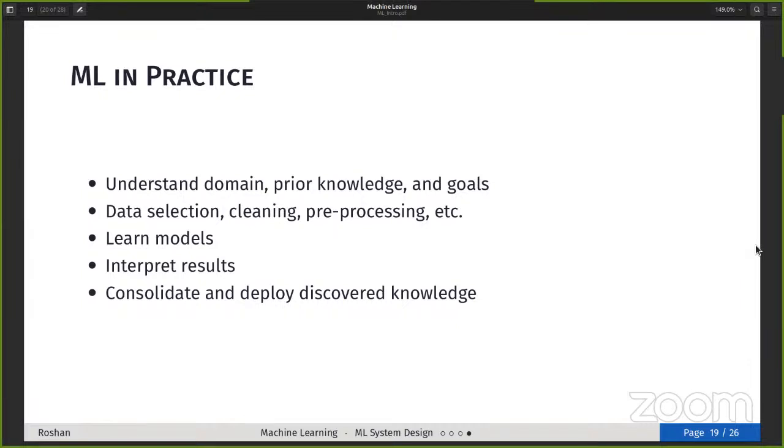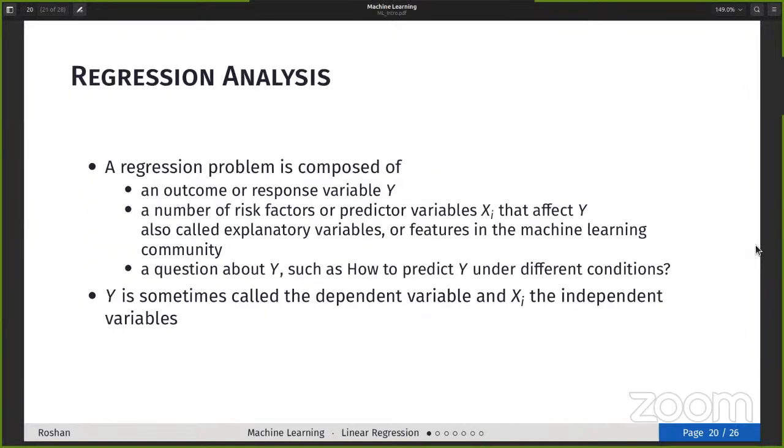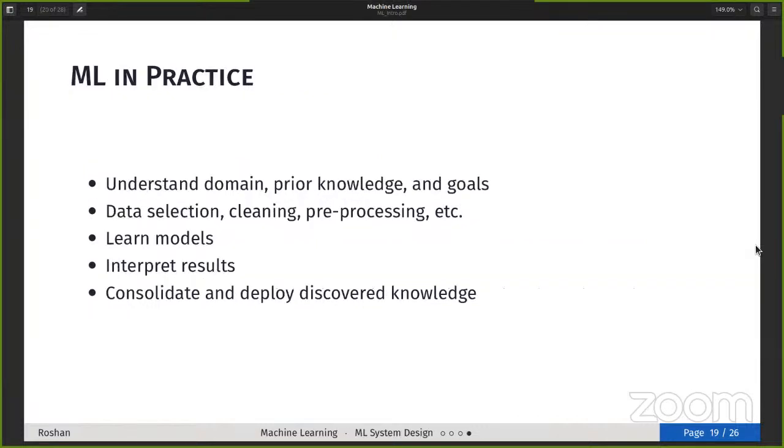There is no one single ML algorithm that can work everywhere. You have to try different methods of data selection, cleaning, different models, and make sure you have a comprehensive evaluation suite. Any doubts till now?